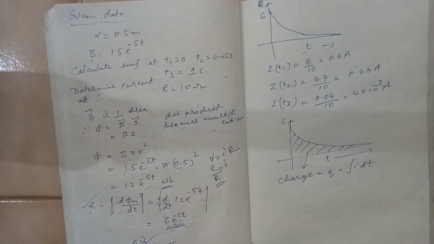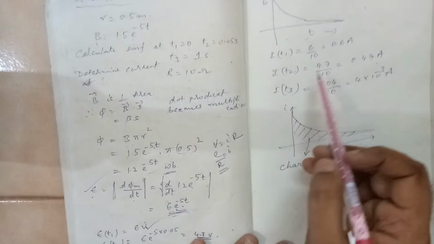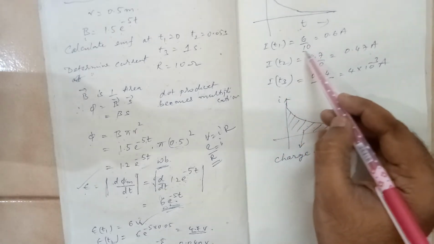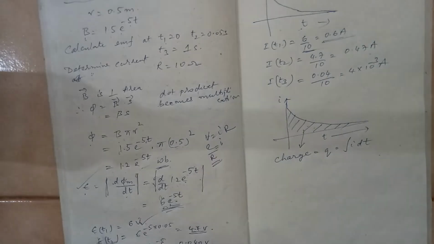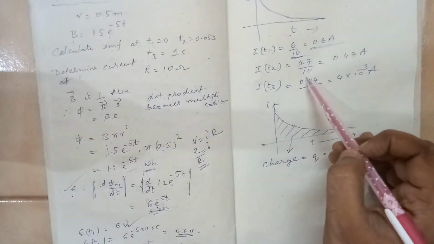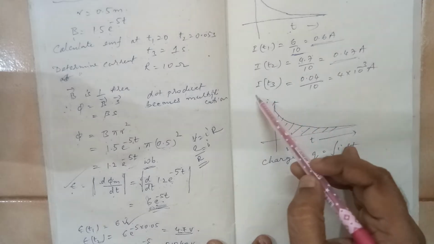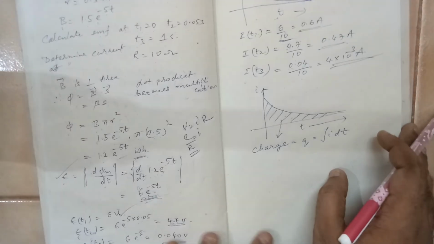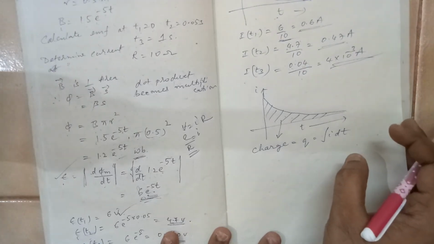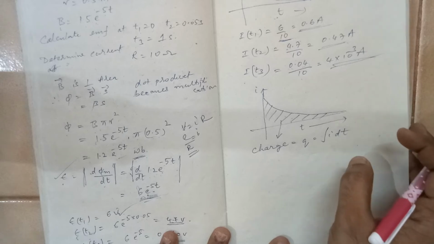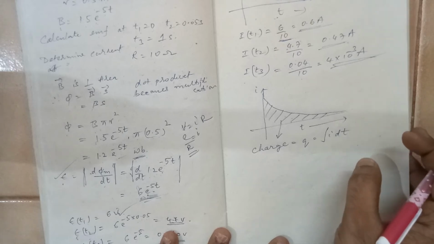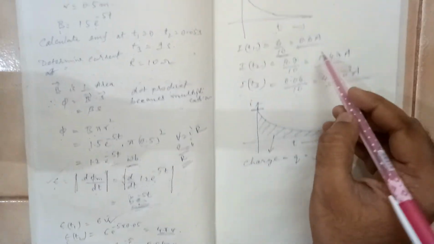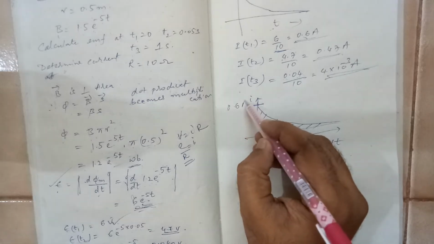Okay, so here how to find the current? I of t1 will be, as we discussed, 6 divided by the resistance value, which is 10, so it is 0.6 amps. I of t2 will be 4.7 by 10, 0.47 amps. I of t3 will be 0.04 by 10, 4 into 10 power minus 3 amps. Now if you draw the graph for current also, it will also be a decreasing exponential function. It will look like this. This value will be 0.6 amps.